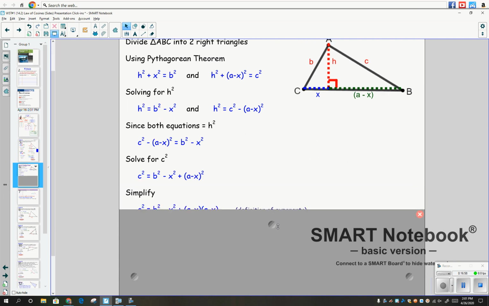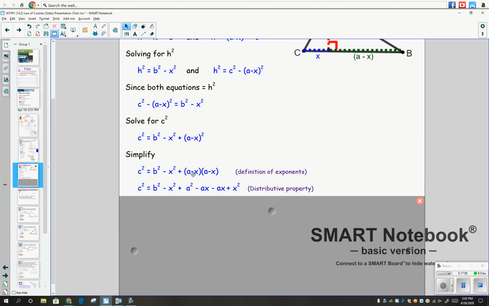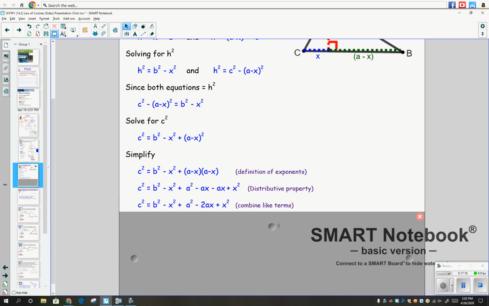Now I'm going to work on simplifying this. Well, a minus x quantity squared means a minus x times a minus x. So a little bit of algebra. I can now distribute. I can multiply those together. If I do that, it becomes a squared minus ax plus x squared. I'm going to combine some like terms. I combine the two minus ax's to make it minus 2ax.